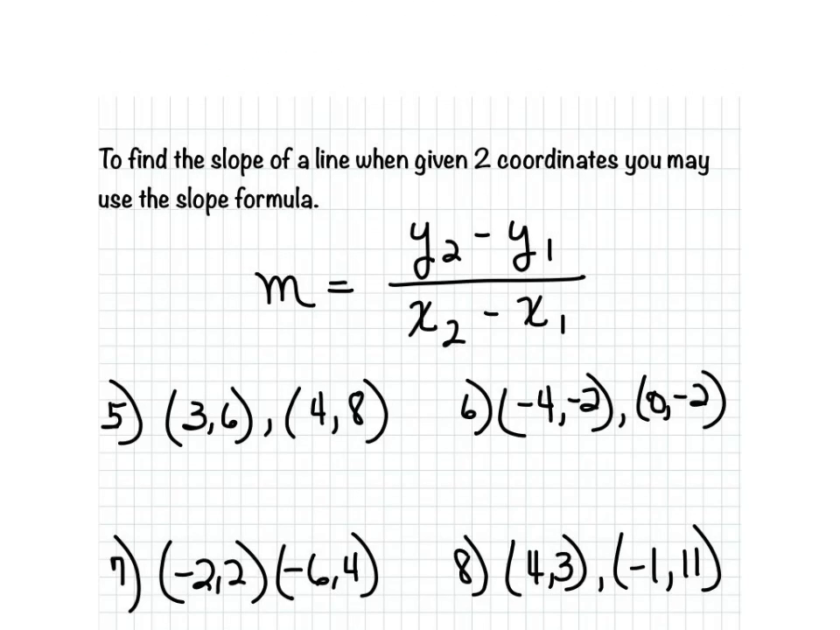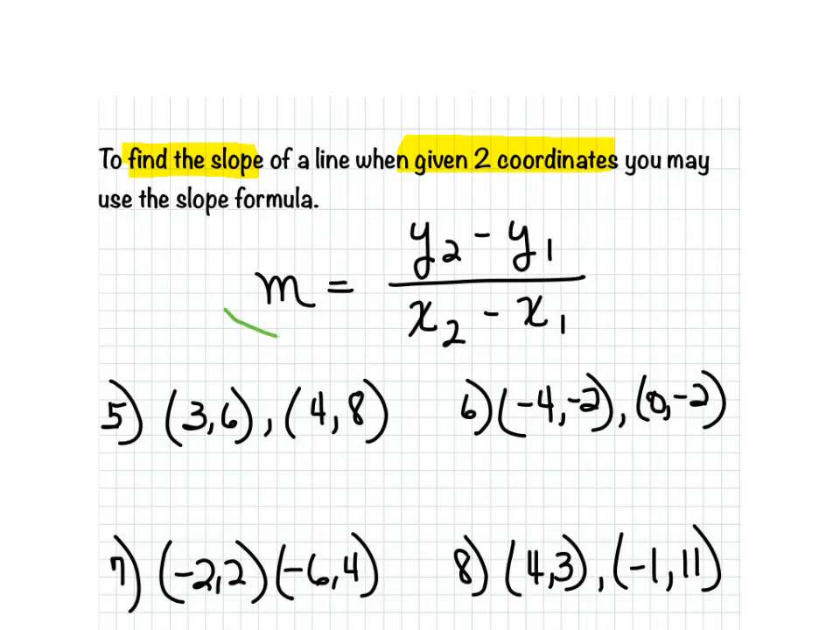Okay, so sometimes you're not given a function table to find the rate of change or the slope of a line. Sometimes you're not given the picture of a graph. Okay? Sometimes all you're given are two coordinates. So when you are given two coordinates and you're asked to find the slope of the line, you may use the slope formula. Please write it down.